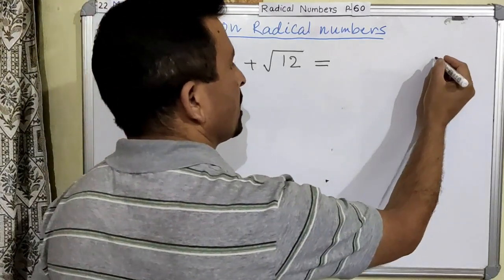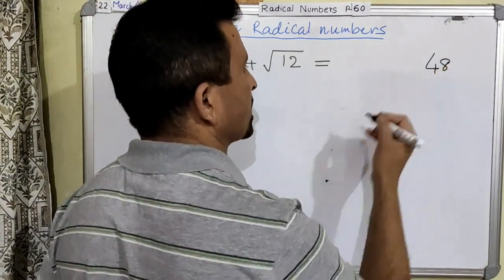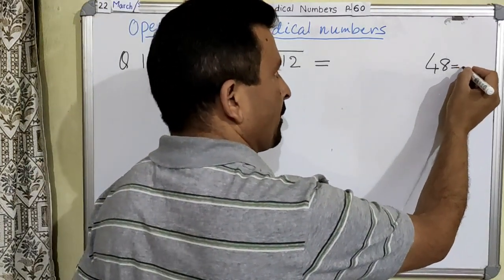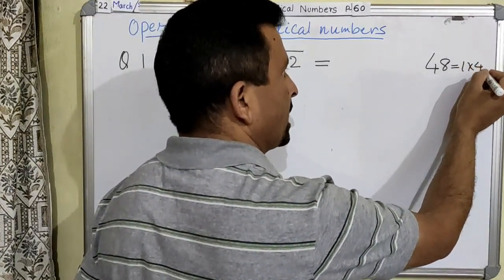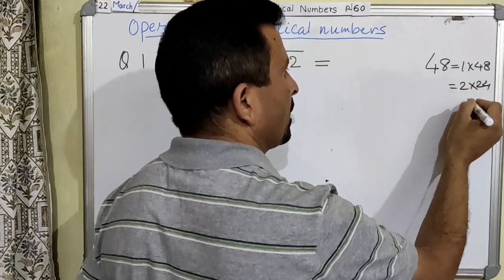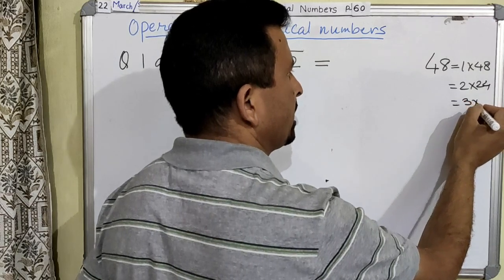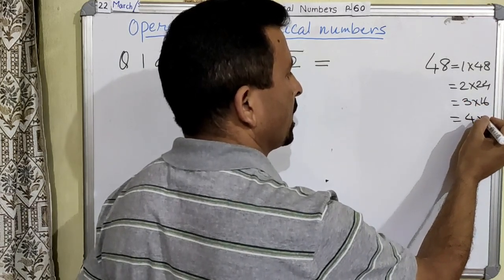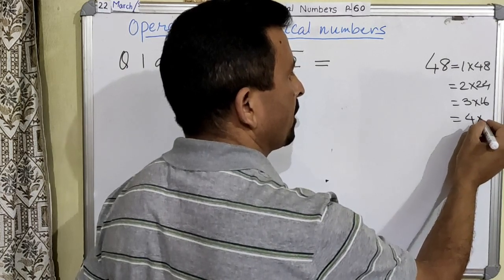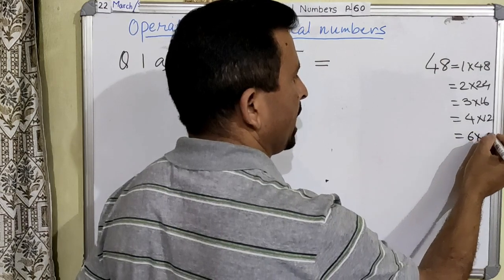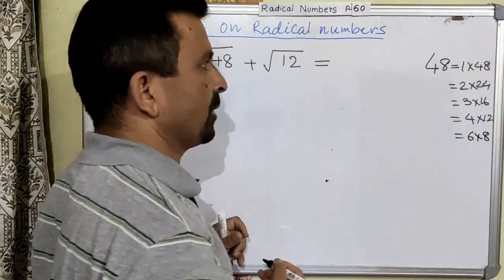This 48 we are going to simplify first of all. So we will write all the possible pair of factors. 1 into 48, 2 into 24, 3 into 16, 4 into 12, then 6 into 8. So this many pair of factor we have.